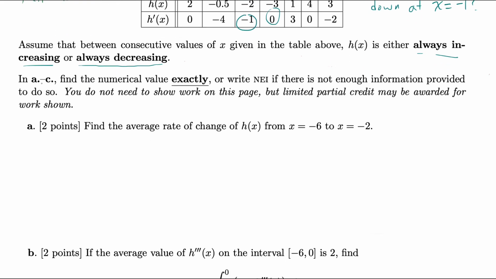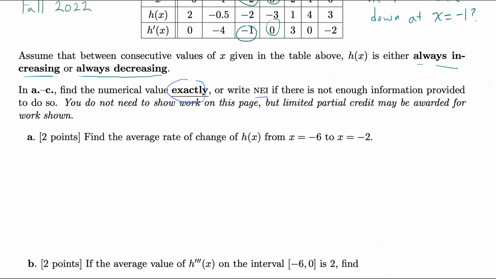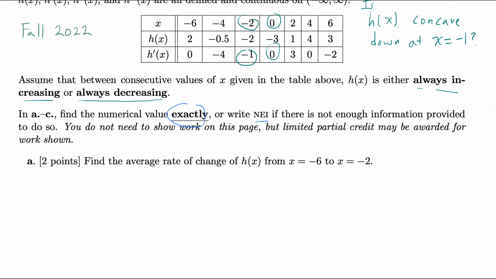In part A through C, we want to find the exact numerical value or write "NEI" if there's not enough information. Okay, so let's go to part A. Find the average rate of change of h of x from x equals -6 to x equals -2. You should remember that the average rate of change is a concept you probably encountered pretty early on. How you find this quantity is by looking at h of -2 minus h of -6, which is how much h changes from -6 to -2.